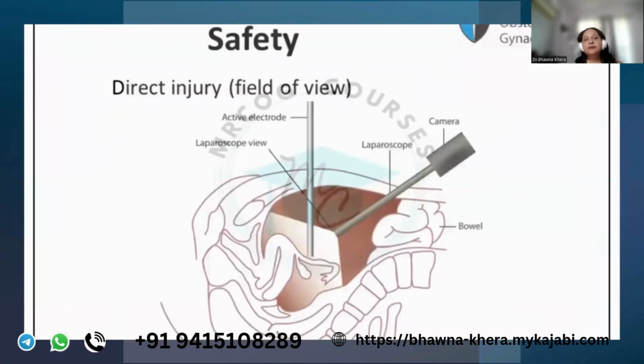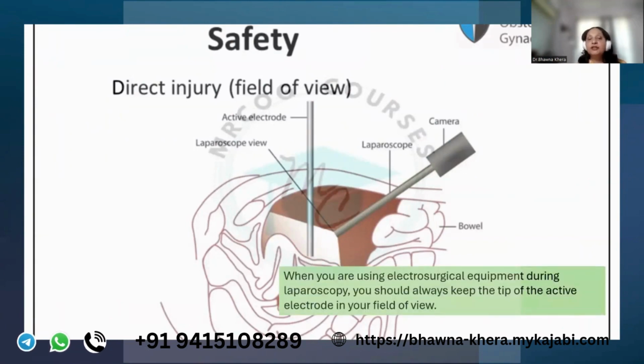Now, what are the various types of injuries which can occur and how can we prevent them? One is direct injury. This is your laparoscope and this is your active electrode. If you don't take care and it touches here and there, it will directly cause injury. So how can you save this? When you are using electrosurgical equipment during laparoscopy, you should always keep the tip of the active electrode in your field of view.